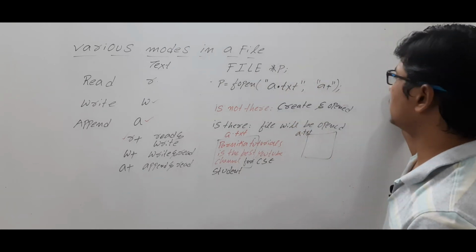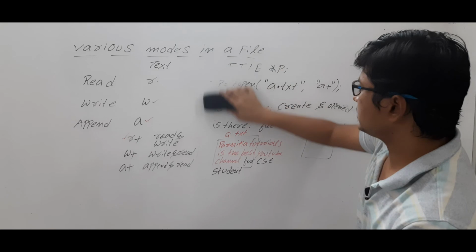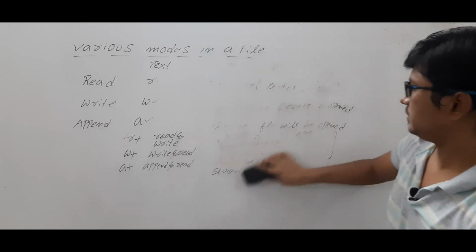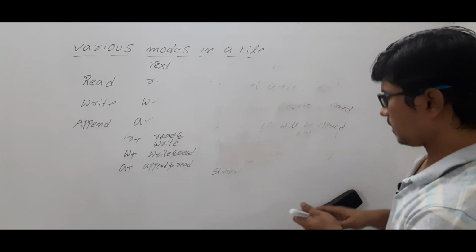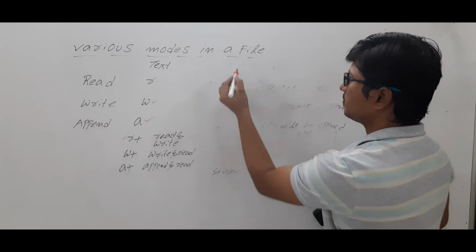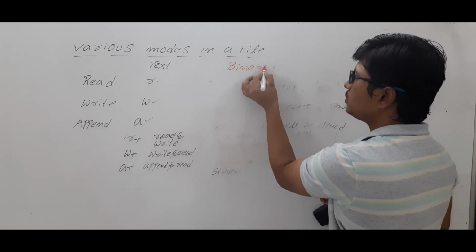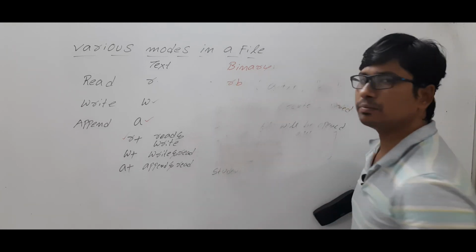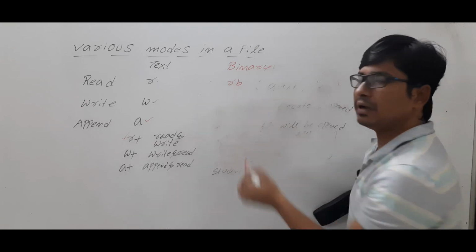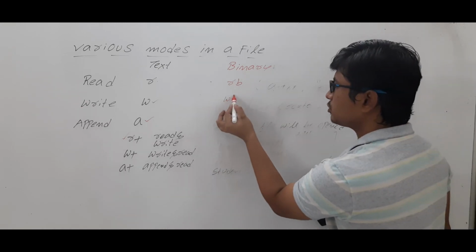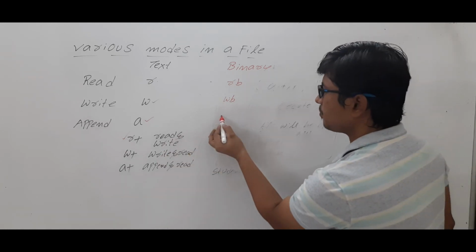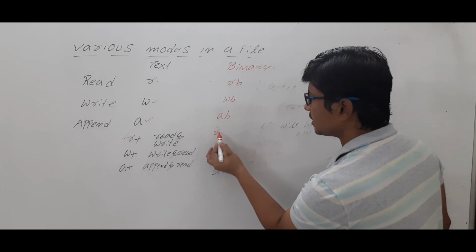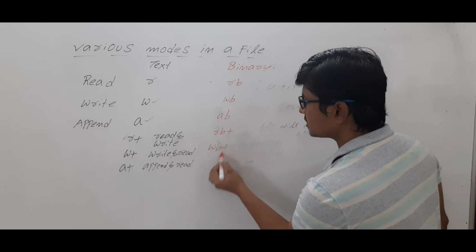Now let me discuss the binary files. Let me erase this to specify these modes for the binary files. For binary files, if you want to open a file in the read mode, you have to specify the mode as RB. This RB specifies reading a binary file. If it is write mode, you have to specify WB. If it is append mode, you have to specify AB. If it is read and write mode, you have to specify RB plus, WB plus, AB plus.